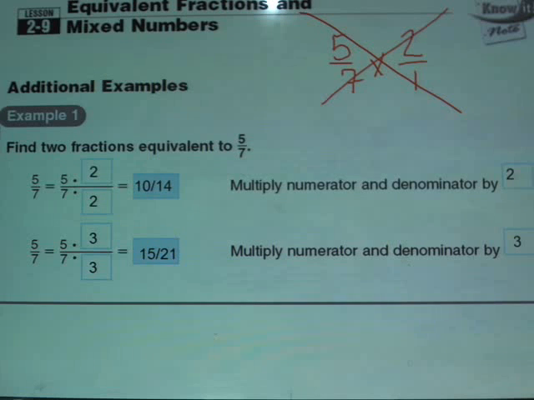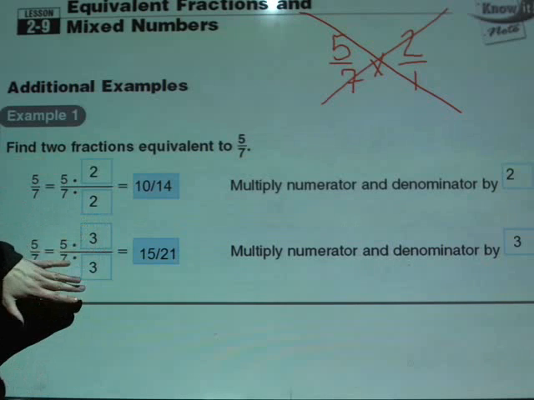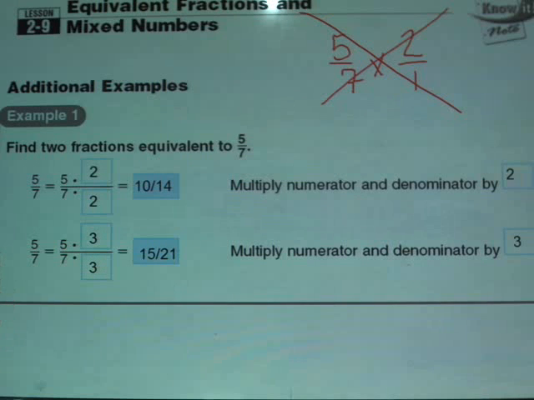Okay, let's try this again. Because they said find 2, now let's multiply by 3. So we're going to triple the top and the bottom, the numerator and the denominator. I do 5 times 3, which is 15, and 7 times 3, which is 21. And we end up with 15/21. There's your other equivalent fraction.